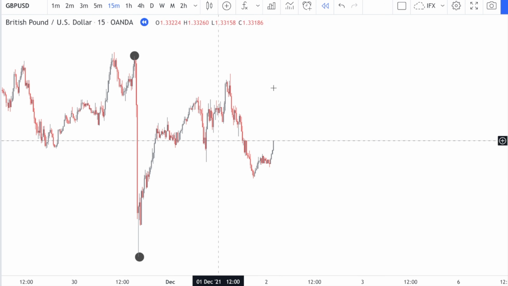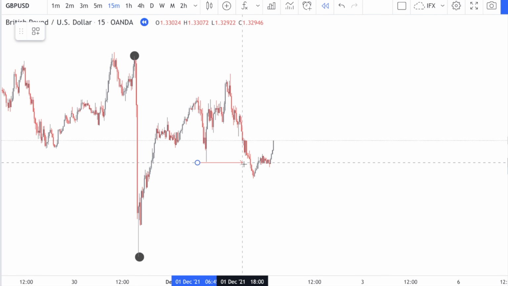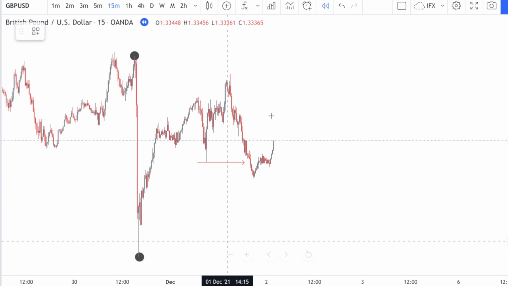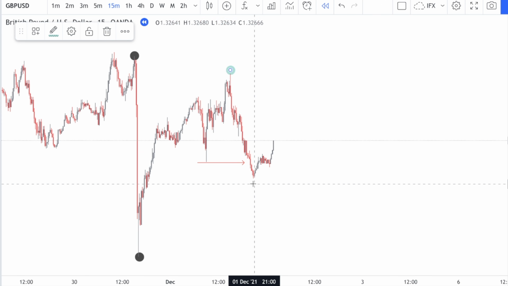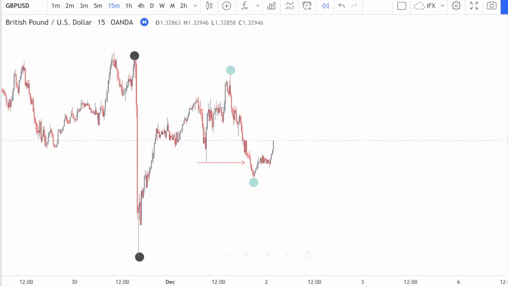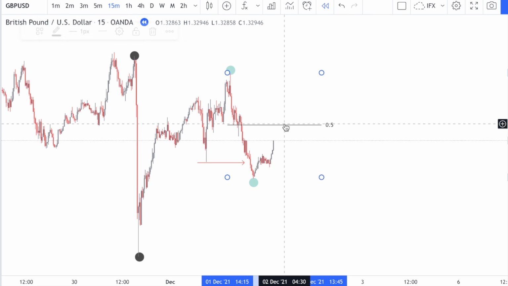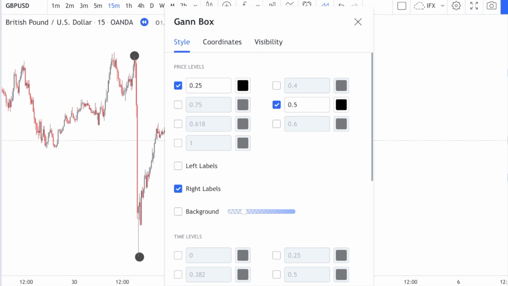Okay, so anything in here is an inside range. Within this range here, we've had an internal structure break. We then take our high, take our low, and we plot our 50% tool from the high to the low. Now, instead of drawing this out again, all I'm going to do is include the 25%.